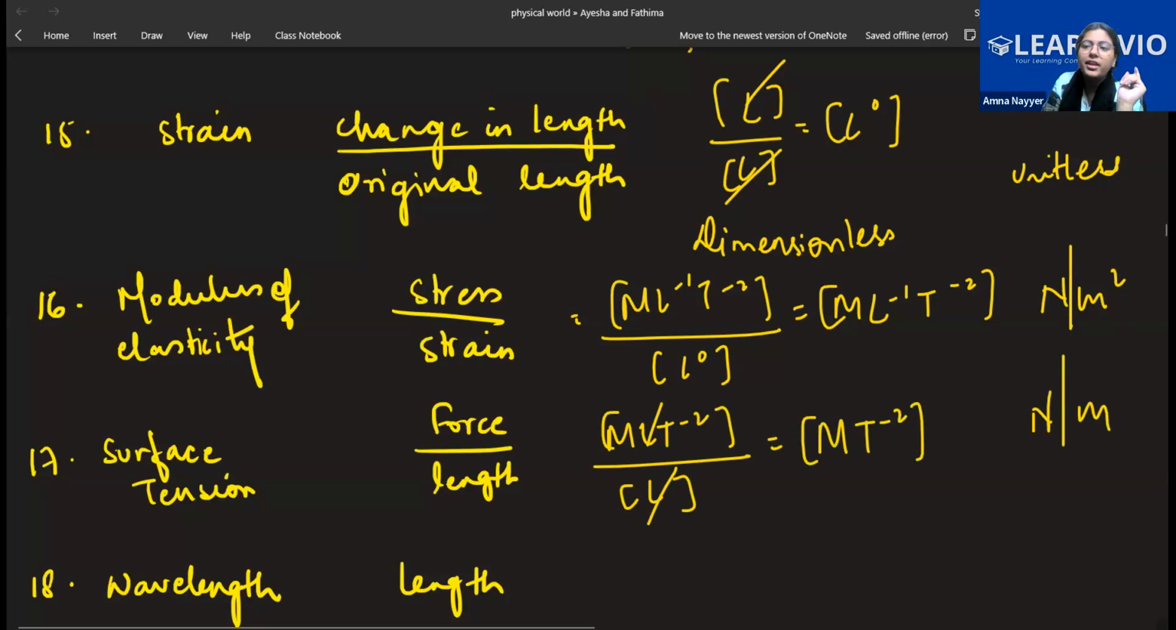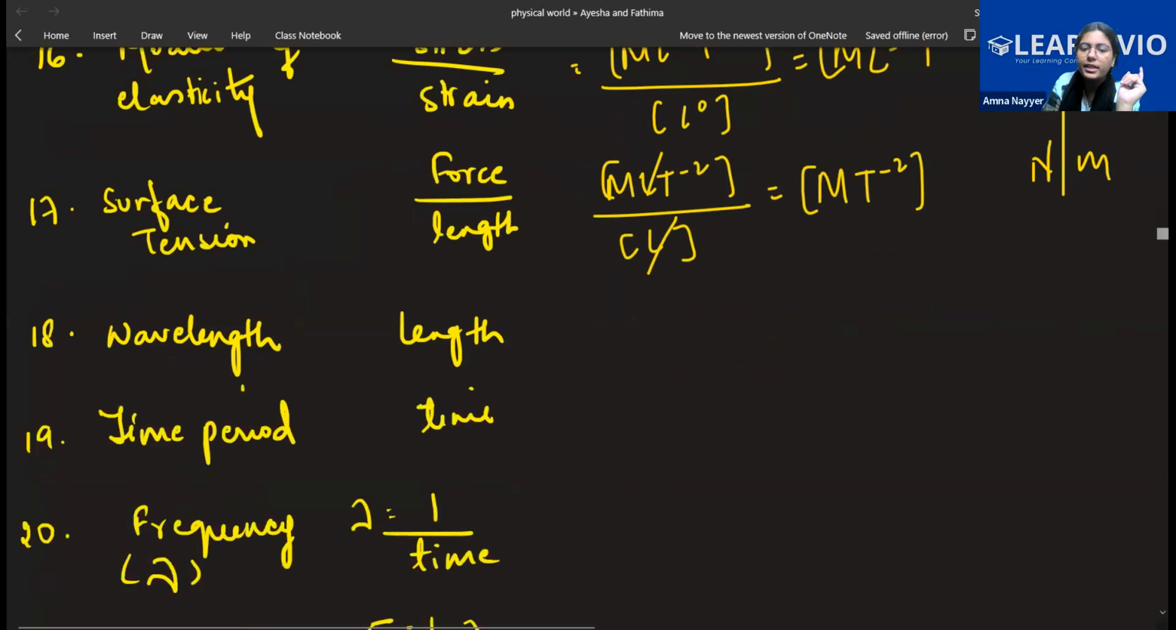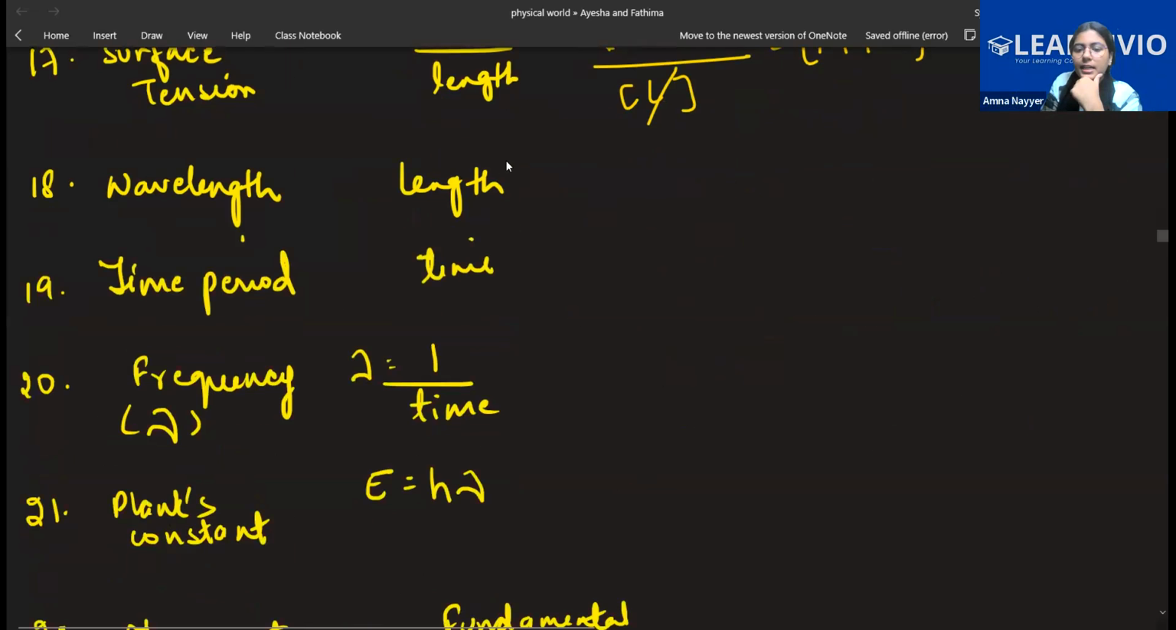Now from the chapter waves and oscillations, you have a few quantities: wavelength, time period, and frequency, these three. So wavelength is basically a length, so directly length and meter. Wavelength means, when a wave is moving, before it starts to repeat itself again, that length is called wavelength. Time period means how much time is taken by the wave to complete one full wave. So this will be T, which is in second. Now, the rest of it I'll discuss later. First, copy it till here.